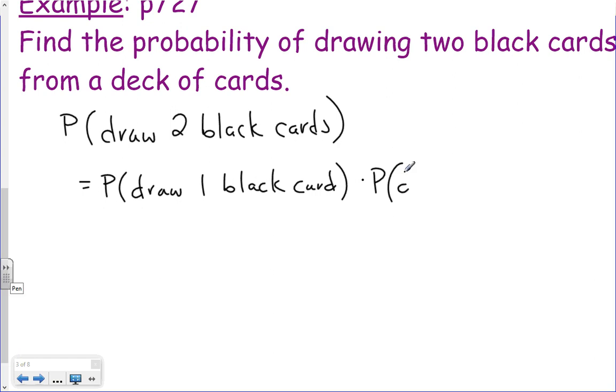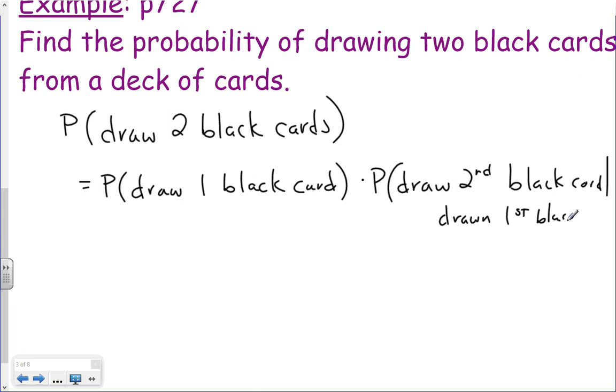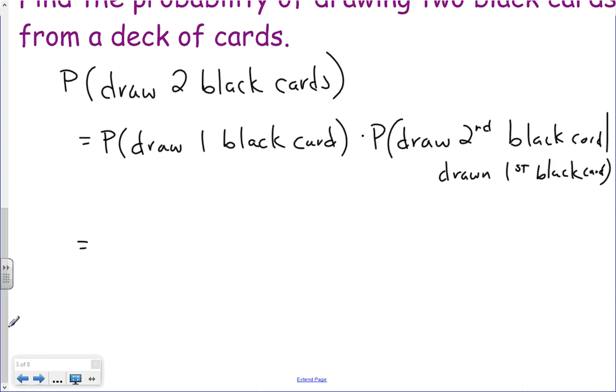It's the probability of drawing the second black card given that you've already drawn the first black card. Sorry, I'm squeezing that in there, but I'm running out of room to write all that. All right. So we just got to find the product of these two. So these are dependent events.